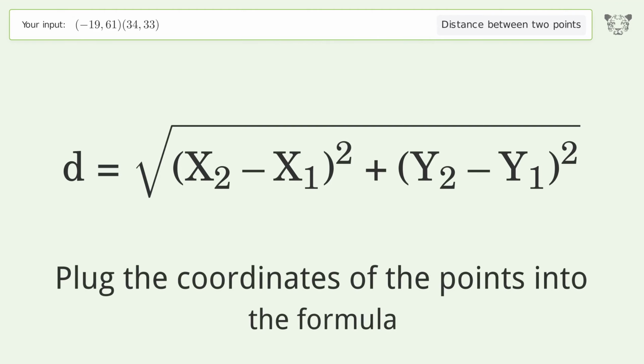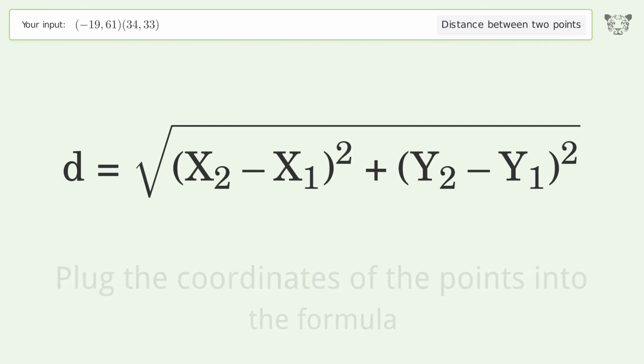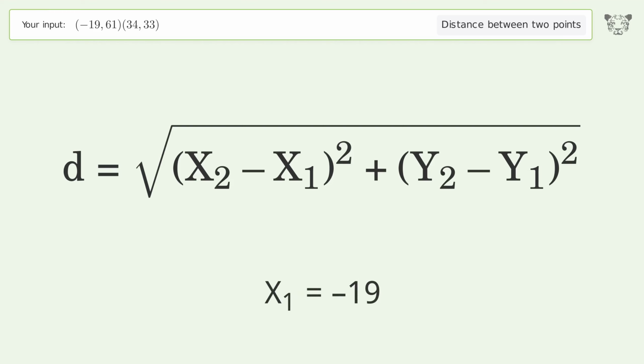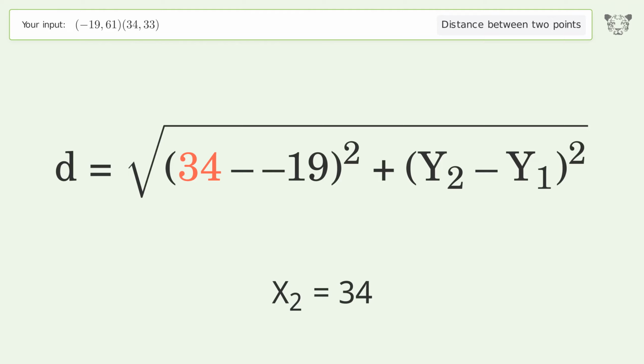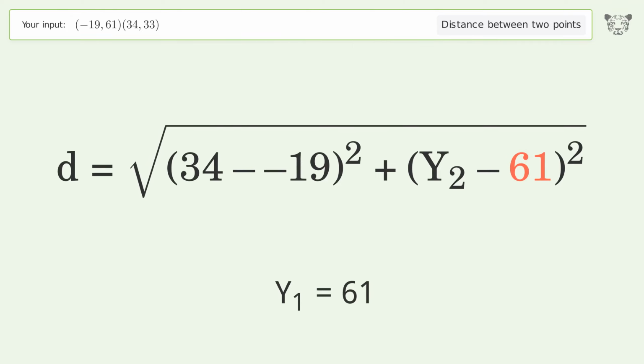Plug the coordinates of the points into the formula. x1 equals -19. x2 equals 34. y1 equals 61. y2 equals 33.